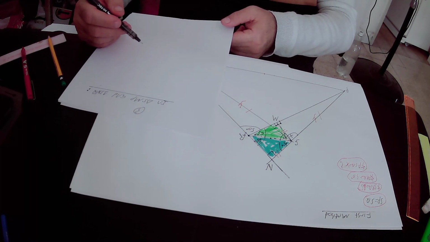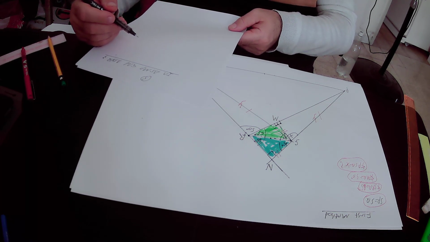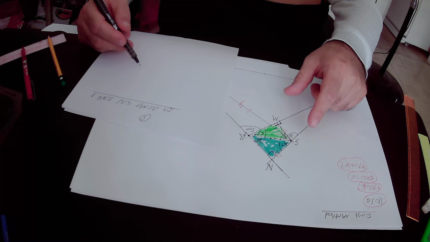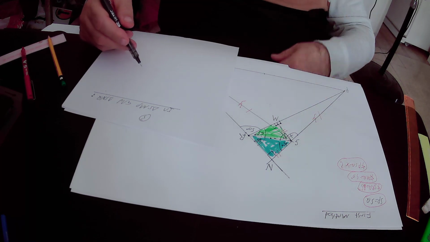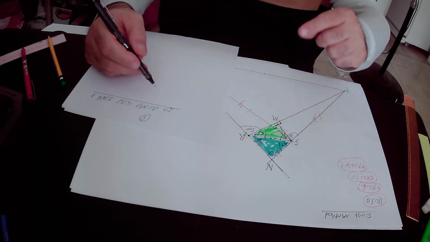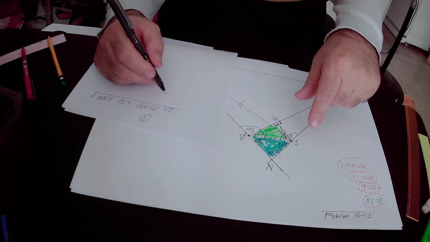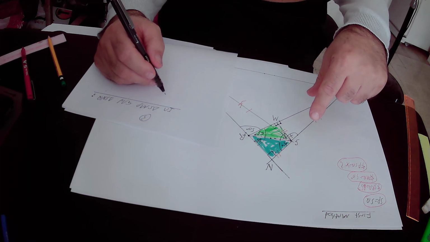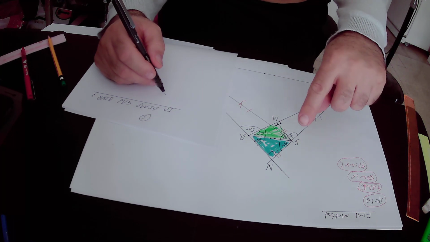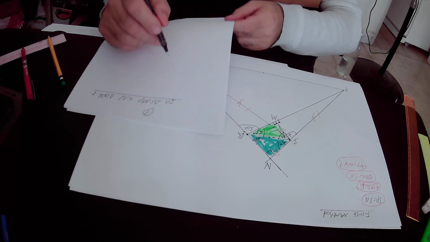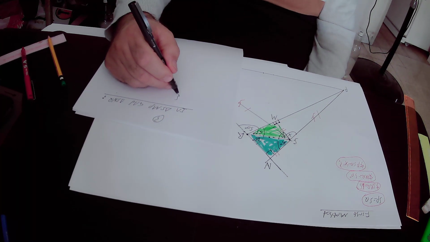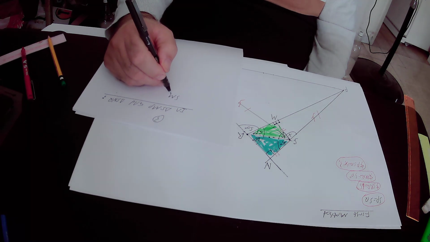So, first of all, we know that SM equals SN. We just right now proved that SM equals SN. SM, the side of triangle SMP, is equal to SN, the side of triangle SNQ. So SM equals SN.